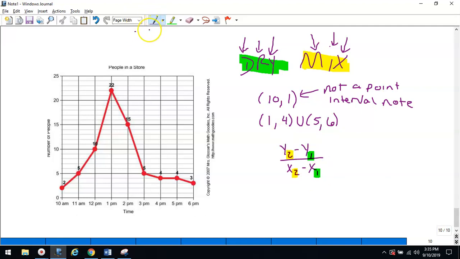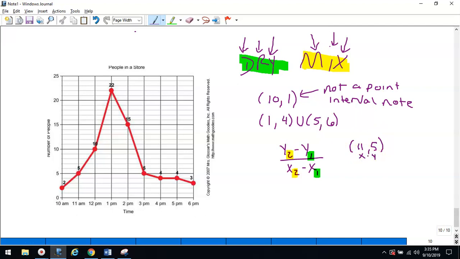Given the rate of change from 11 a.m. to 1 p.m., give the rate of change. Okay, so at 11 a.m., there are 5 people. This is a point. This is x. This is y.